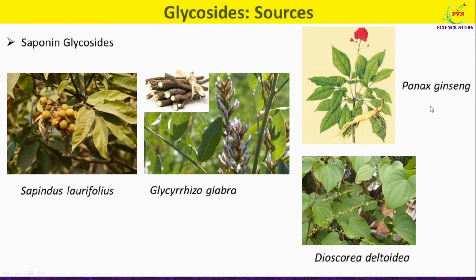Another important source of the saponin glycoside is Panax ginseng plant. So this is the sketch of the plant. Commonly, this plant is known as Chinese ginseng. Another important source of the saponin glycoside is Dioscorea deltoidea. It produces glycosides such as digitonin as well as diosgenin. With this, we have completed sources of glycosides.